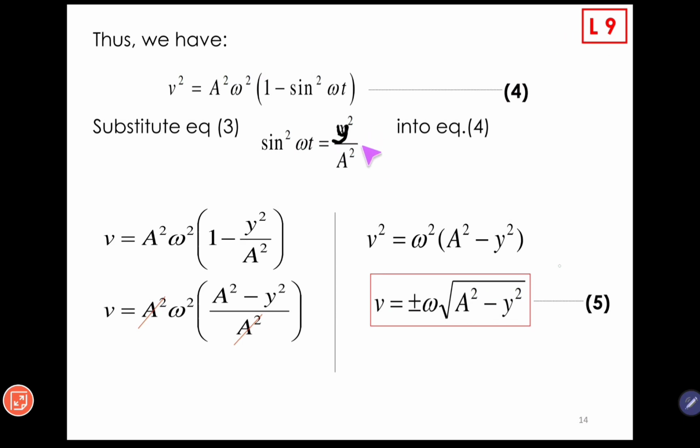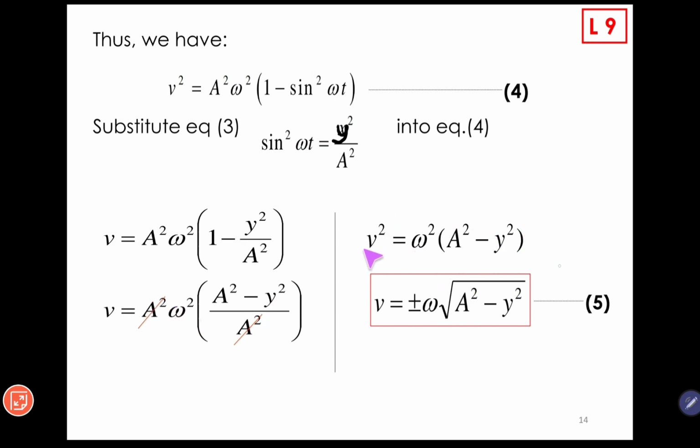Alright, so from the third equation, which is sine omega t squared equals y squared over a squared, we just substitute into the fourth equation here, replacing sine omega t squared with y squared over a squared, and then you will get this. Alright, so we just expand the equation. So 1 minus y squared over a squared is still the same as a squared minus y squared over a squared. They are the same actually. So in this case, a squared and a squared just cancel each other, giving you this equation.